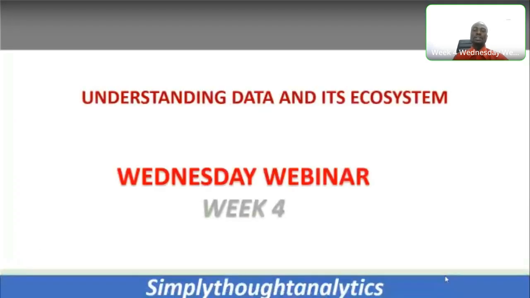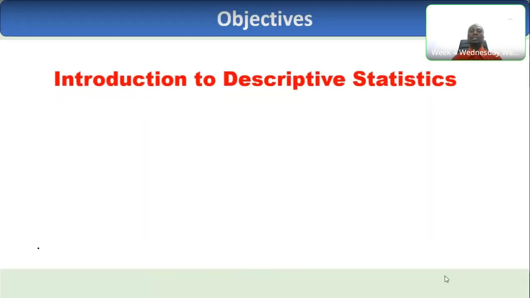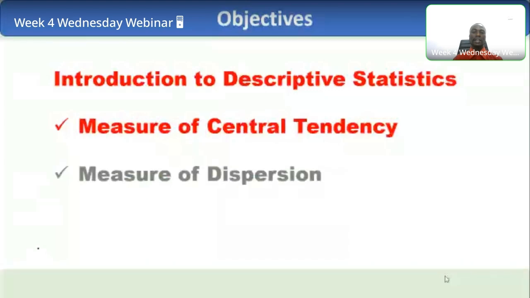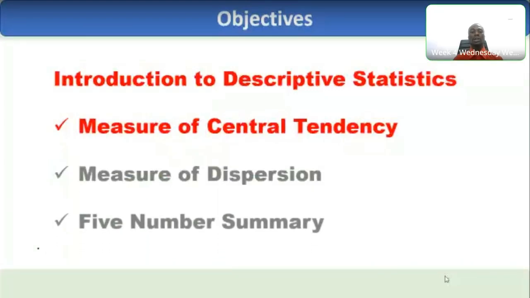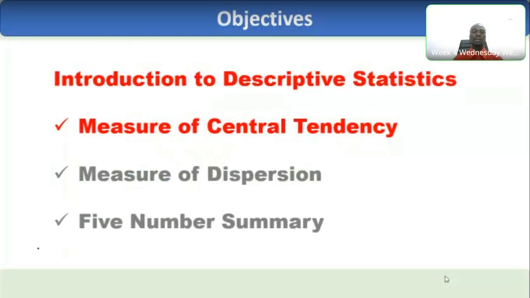We are going to be starting from where we stopped in the last session. So last session, we looked at descriptive statistics, and we also looked at the measure of central tendency. So today, we are going to be looking at measure of dispersion, and we are going to be looking at the 5-number summary if the time permits us.